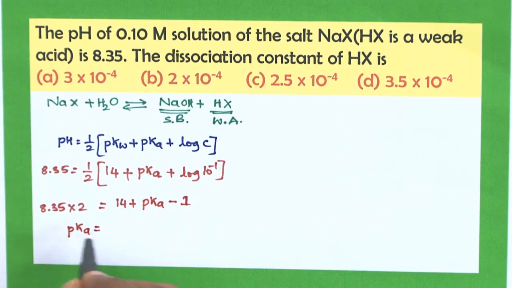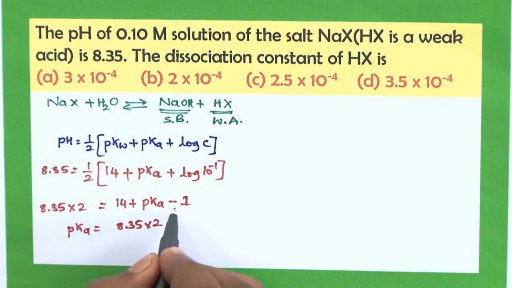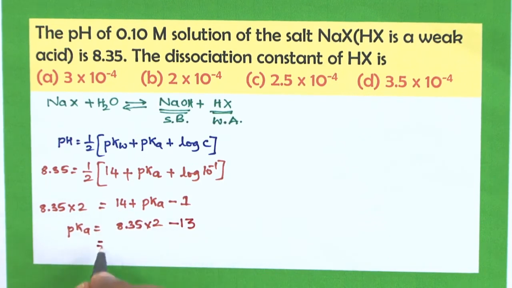pKa will be equal to 8.35 into 2, minus 14 plus 1, that is 13 on the other side, becomes minus 13. So, pKa value will be equal to 3.7.